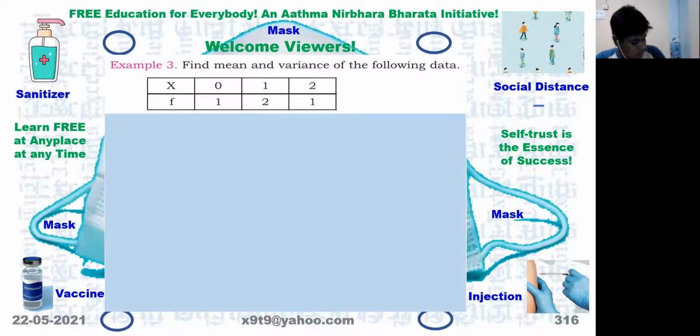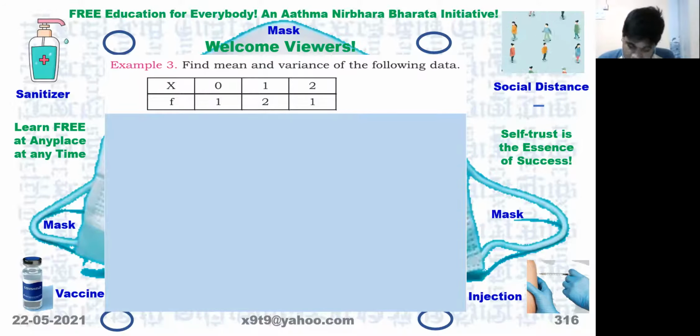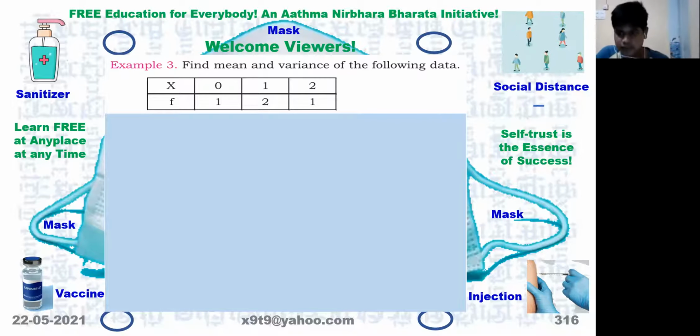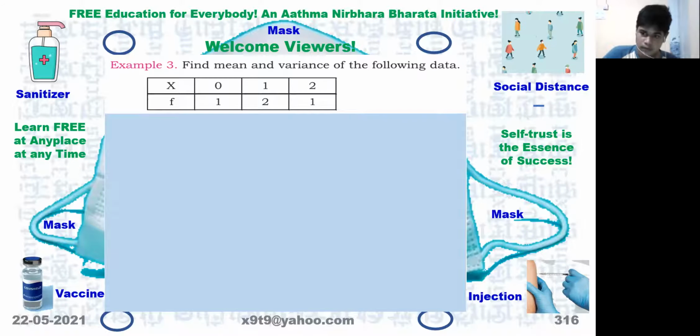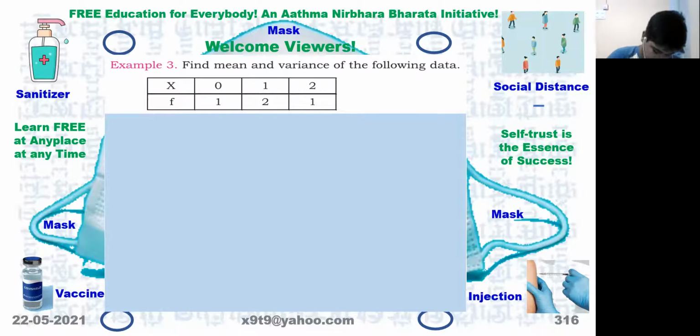Sir, which variance formula should I use, sir? You know what formulas are there? Sir, root of sigma fx square by n minus x bar square. So if you don't put the root, it becomes the variance. Is it not? What comes under the root, that is variance. So if you don't take the square root, that becomes the variance.